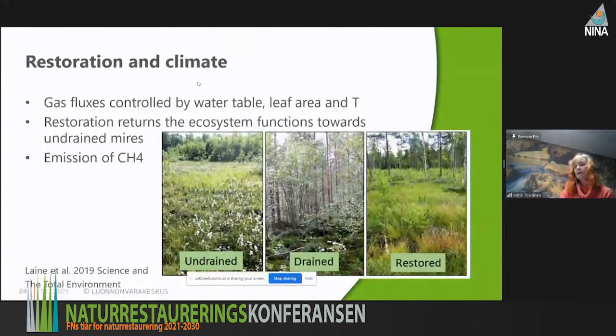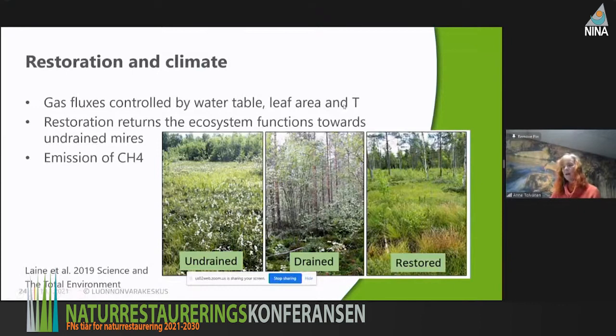And about the greenhouse gases, restoration and climate. The gas fluxes from peatlands are controlled by the water table, because above the water table level everything is aerobic, and below the water table it is anaerobic. Below the water table level, the anaerobic decomposition produces methane, which is a strong greenhouse gas. Also, leaf area sets limits to the photosynthetic rate, and the temperature is very important for that.